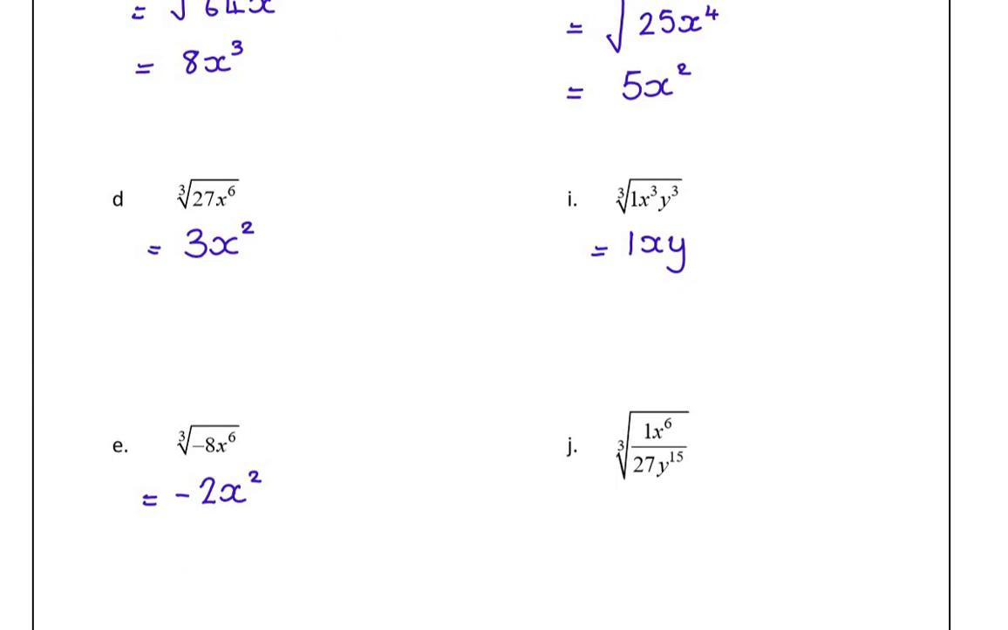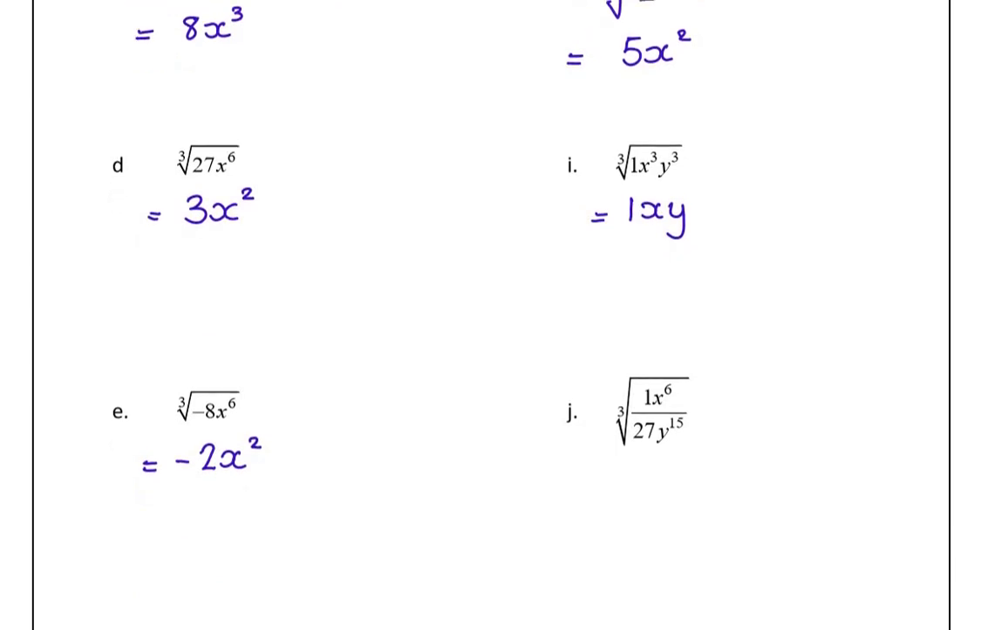I don't really need the 1 there. And then with j, it's all one term, but I can't simplify anything under the root sign, so the cube root of 1 is 1, and the cube root of x to the power of 6 would be x squared, and that would be 3y to the power of 5. So again, this 1 doesn't have to be there.